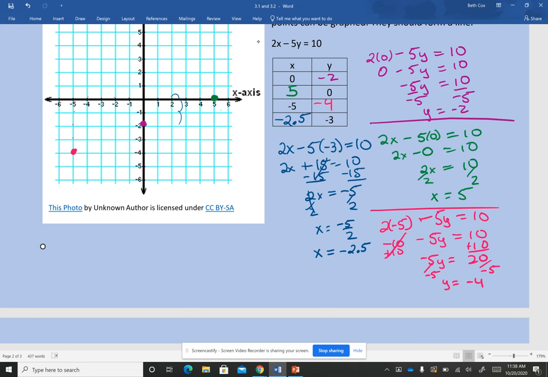That's not right, Miss Cox. It's just math. You can get over it. 1, 2, 3. Excuse me, 2 and a half. And then 1, 2, 3.